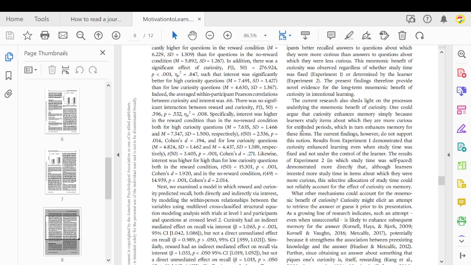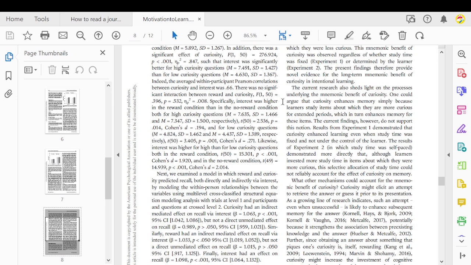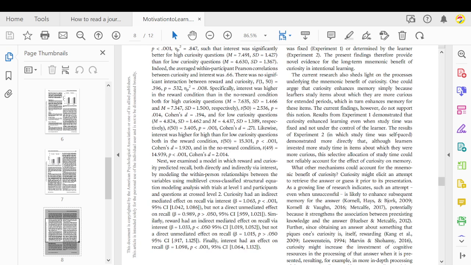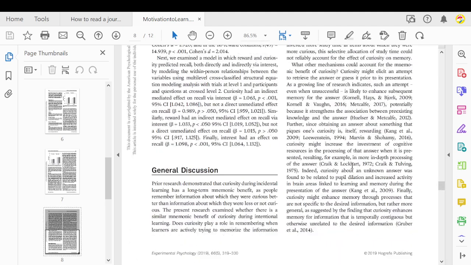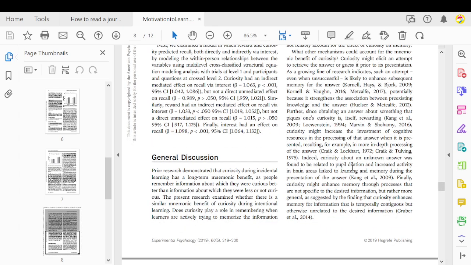The current research also shed light on the process of the mnemonic benefit of curiosity. One could argue that curiosity enhances memory simply because learners study items for which they are more curious about for extended periods, which in turn enhances memory for these items. The current findings, however, do not support this notion. So those are the major conclusions here, and it's really going to be in that first paragraph, maybe first 2 paragraphs of the general discussion, where researchers generally have a very lovely, very nice paragraph that is, this is what we did, this is why we did it, this is what we found, this is what we think it means.